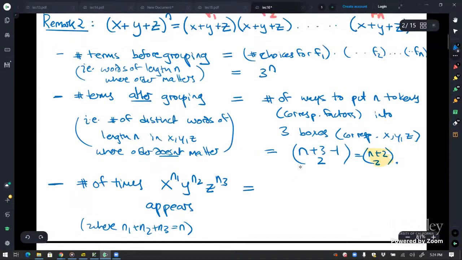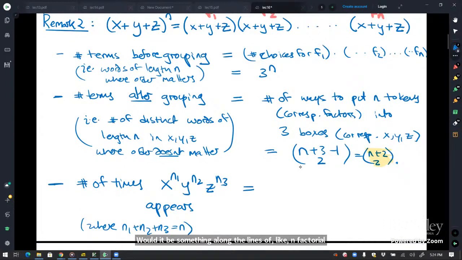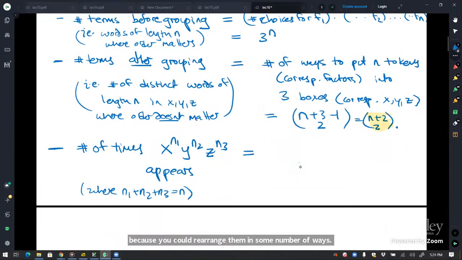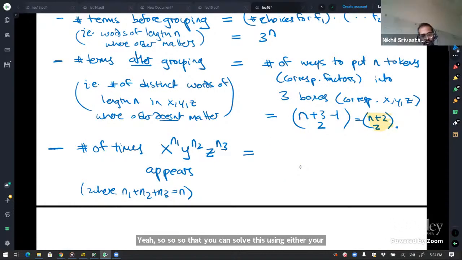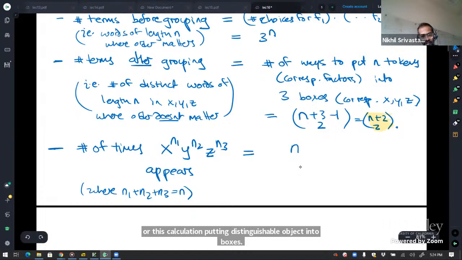Would it be something along the lines of n factorial over the factorials of each of them, because you could rearrange them in some number of ways that's related to the factorial of how many there are? Yeah. So you can solve this using either your permutations with repetitions calculation, or this calculation of putting distinguishable objects into boxes when you have some constraints on the number, but you get this.